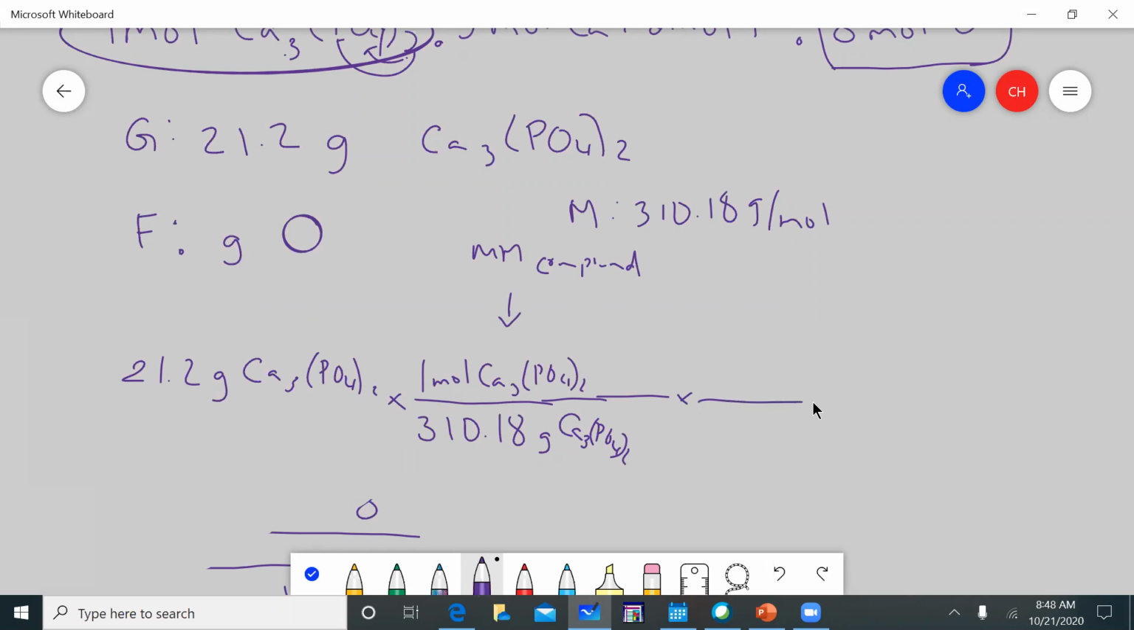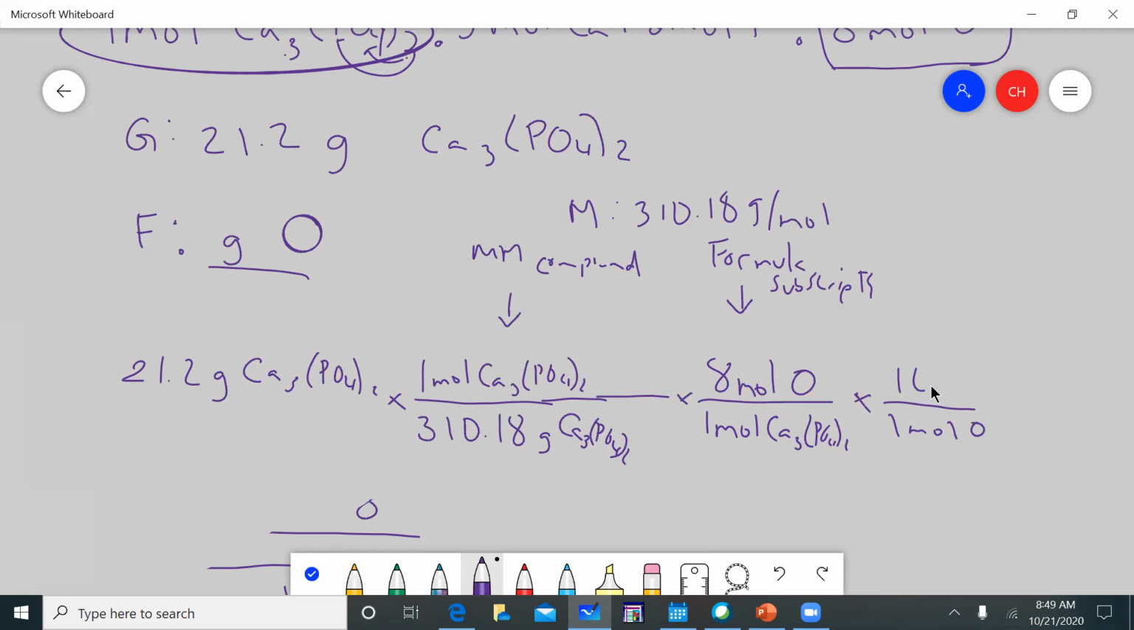Next step is to go from the moles of compound into the moles of the element. So for every 1 mole of the compound, Ca3(PO4)2, we get 8 moles of oxygen. This is the formula subscripts. So it's a 1:8 ratio. And then the last step is to figure out, I didn't want moles of oxygen, I want grams of oxygen. So the last step is to go from moles of oxygen into grams of oxygen. So for every 1 mole of oxygen, it weighs 16 grams. The moles of the element cancel, the moles of the compound cancel, and the grams of the compound cancel. So we're going grams to moles to moles to grams.